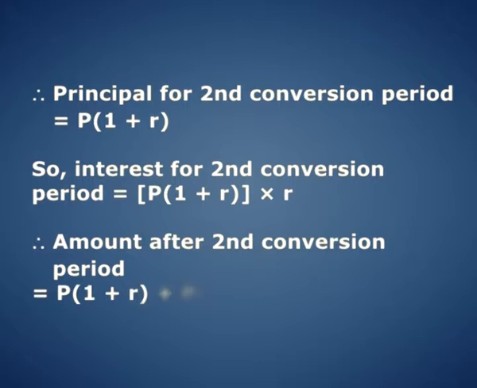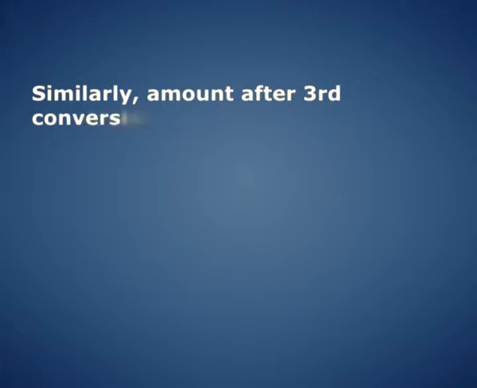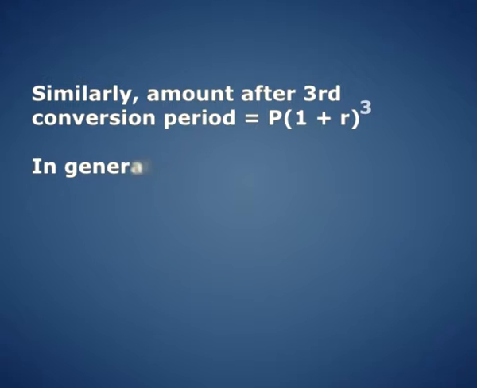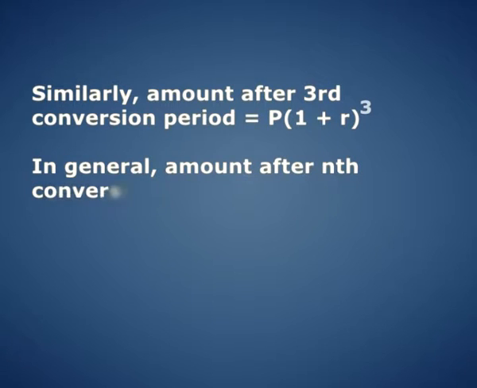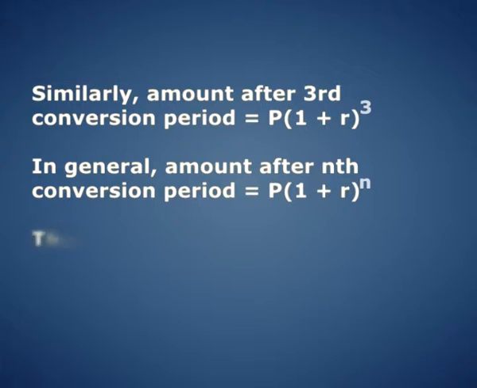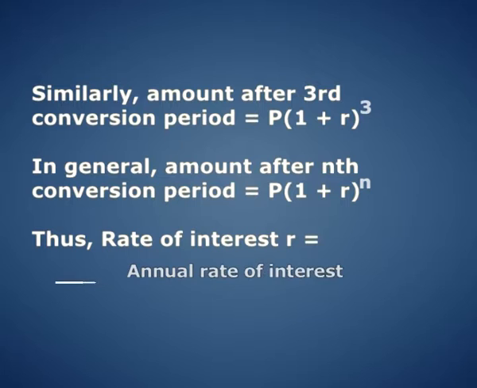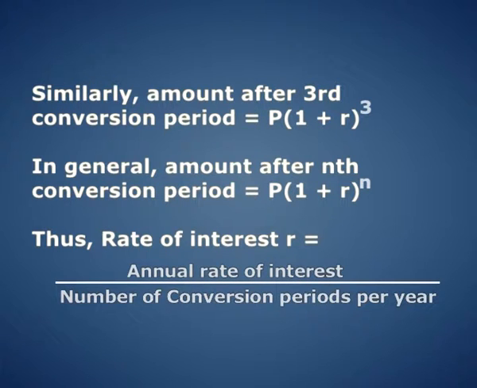So the amount after the second conversion period will be equal to P times 1 plus r plus P times 1 plus r into r. So that is equal to P times 1 plus r to the power 2. Similarly, the amount after the third conversion period is equal to P times 1 plus r to the power 3. In general, the amount after the nth conversion period is equal to P times 1 plus r to the power n. Thus, the rate of interest r is equal to the annual rate of interest divided by the number of conversion periods per year.